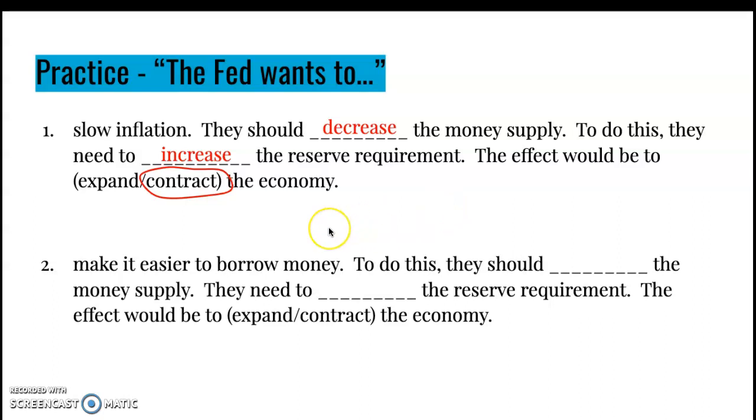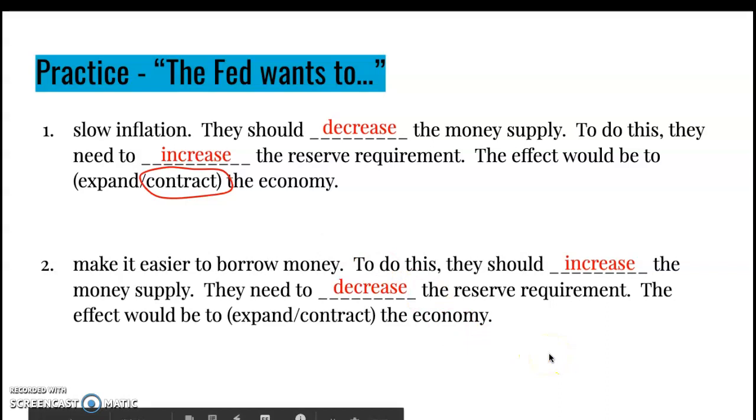Okay, the Fed wants to make it easier to borrow money. So we want people to get their hands on cash. In order to do that, we want to put more cash into the world. So we want to increase the money supply. In order to get more money into the money supply, the Fed should decrease the reserve requirement. Less money held in the vault means more money goes out into the world for people to get their hands on and spend. The effect of that would be to expand the economy.